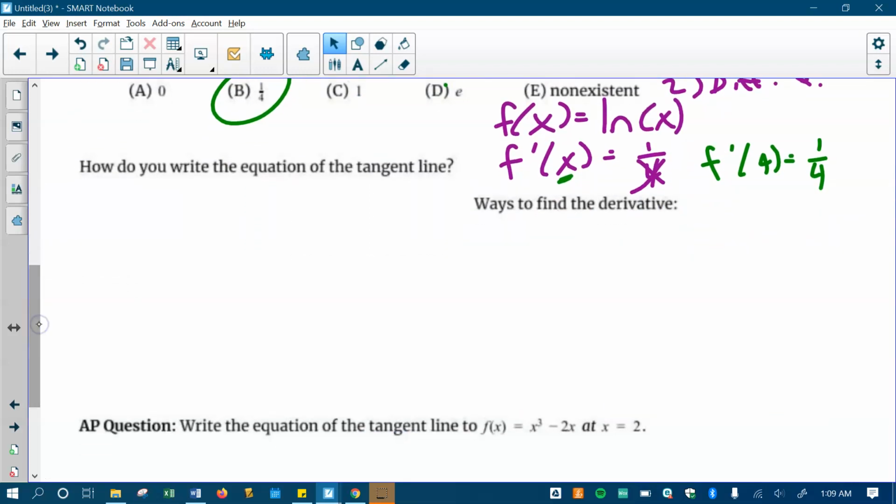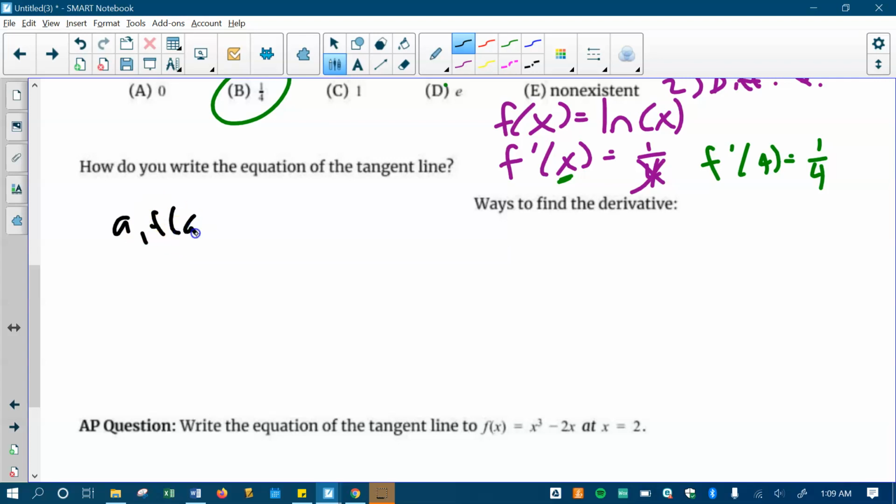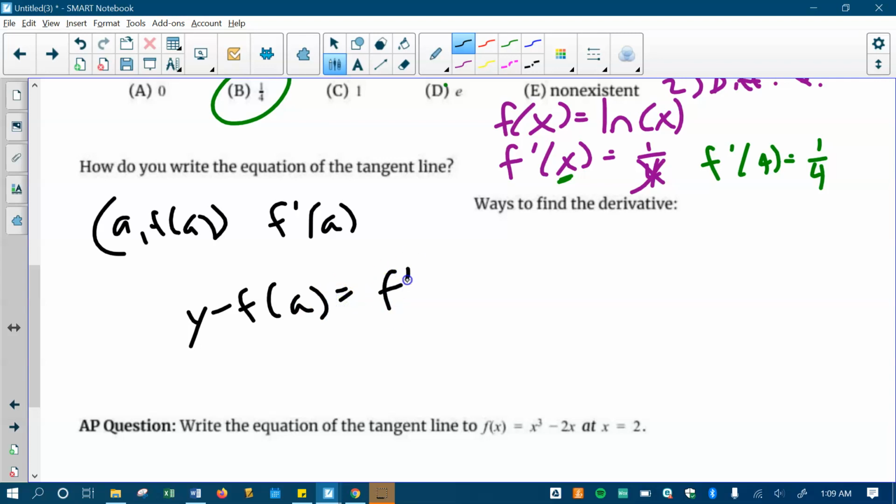Okay, how do you write the equation of a tangent line? Well, if you were given a point like a comma f of a, and you were given a slope like f prime of a, then the equation of the tangent line would be y minus f of a equals f prime of a, parentheses, x minus a. You need a slope and you need a point to write the equation of a tangent line. Ways to find the derivative.